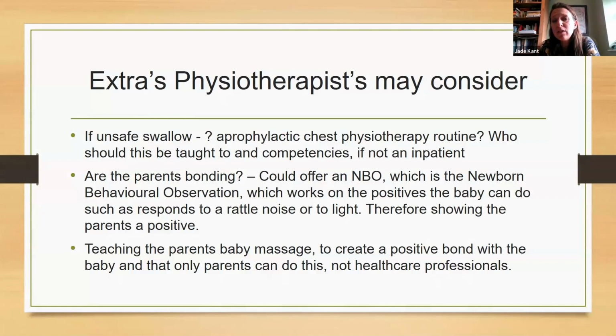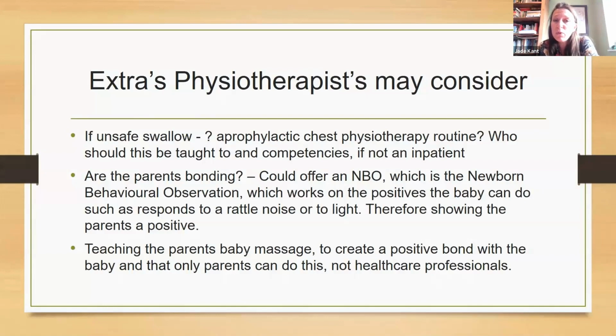Because we often have to consider feeds and not be doing chest physio after a feed, but also a certain amount of time before a feed, because often they might start coughing after the chest physiotherapy. So we need to be able to go through it and practice with families, with someone who's definitely going to be that main carer.